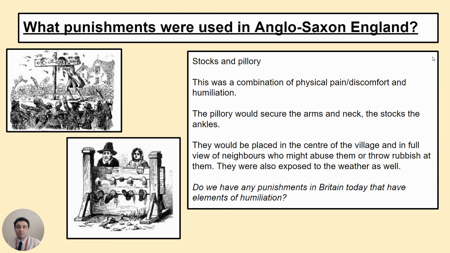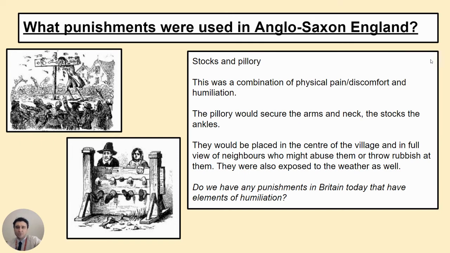If you just put your arms out in front of you right now and hold them there, not only will you look very stupid and strange, but also you will feel that discomfort after a few seconds. Please do not pretend you won't. The stocks would secure the ankles, so we can see two different effects here. Now, the victim would be placed in the centre of the village in full view of the entire neighbourhood, who might abuse them, shout abuse, slap them in the face a little bit, spit in their face, throw rubbish at them. And you're also exposed to the weather as well. And you can imagine the weather in England 1,000 years ago wasn't much better than it is today.